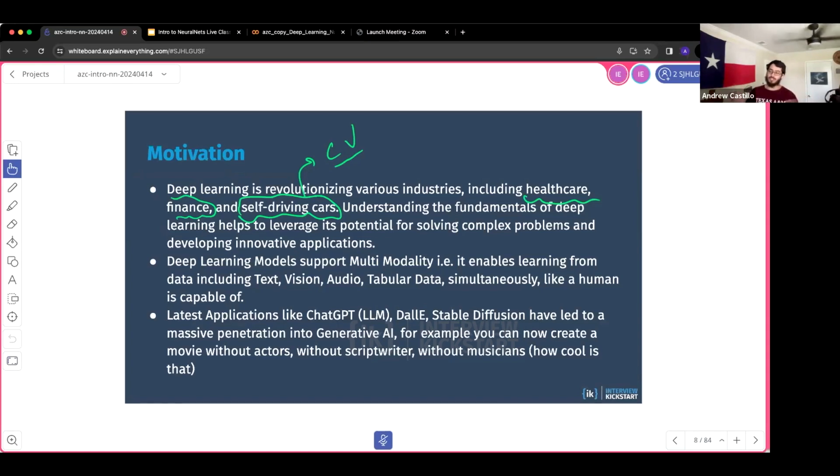But regardless of what we're doing here, I'll give you a few different examples. The big thing that these deep learning models really support and do very well is multimodal data. So what do we mean by multimodal data? It can understand text data, vision data, audio data, as well as traditional tabular data, and it can do this very, very well.